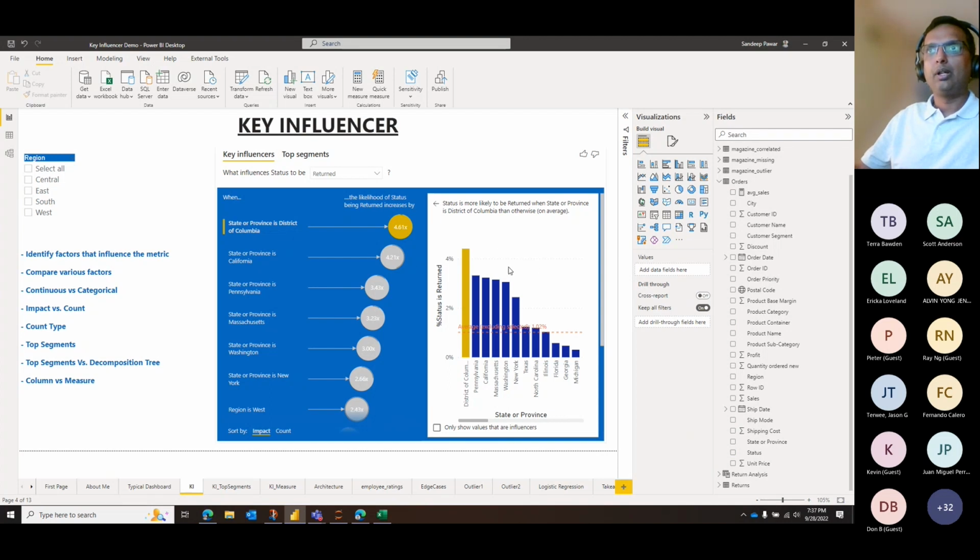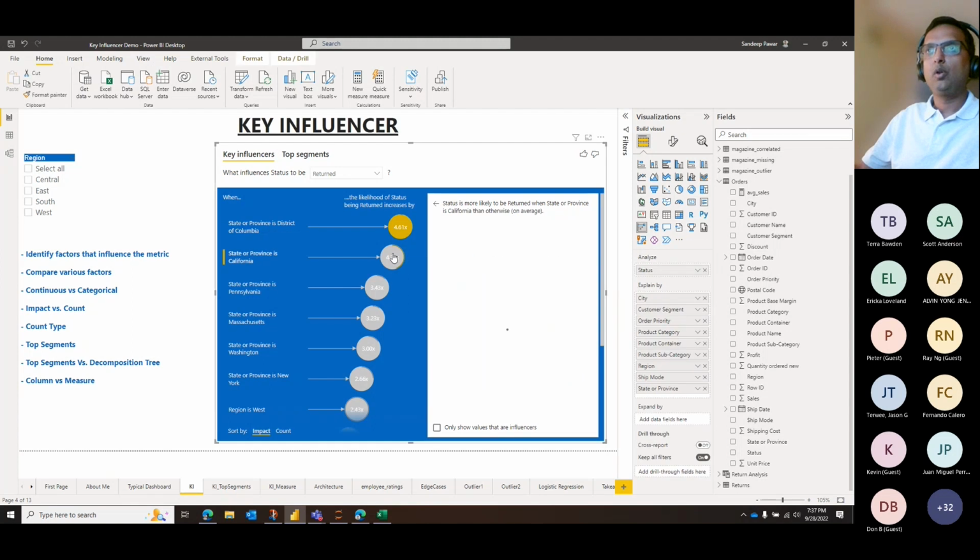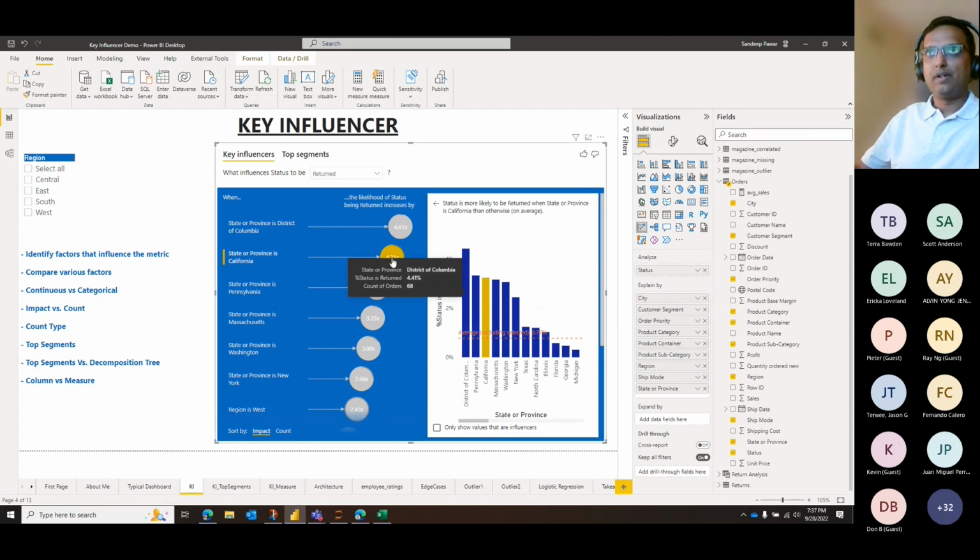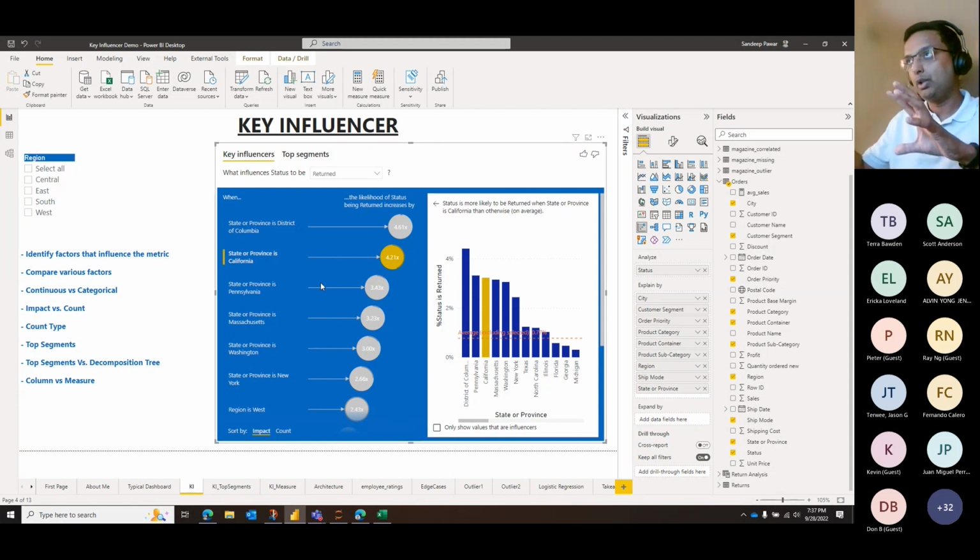You will also notice that on the right-hand side, when I selected DC, it's highlighting DC, right? When I select California, it's highlighting California. Now, the difference between what we have on the left side and what we have on the right side is that the left side shows the impact, the beta that we're talking about, the impact that that particular variable, that particular column, is making on the thing that we are interested in. Whereas the right-hand side is just more for your understanding, out of the whole data set that you have, what is the proportion?